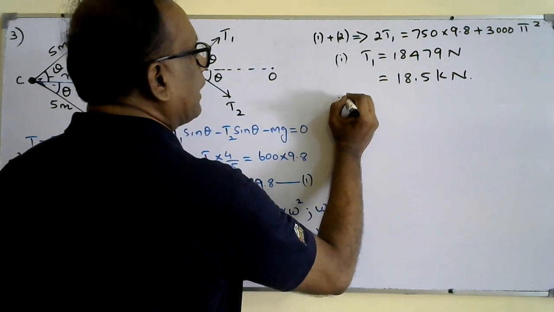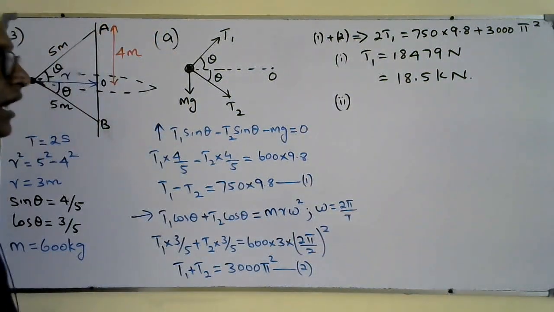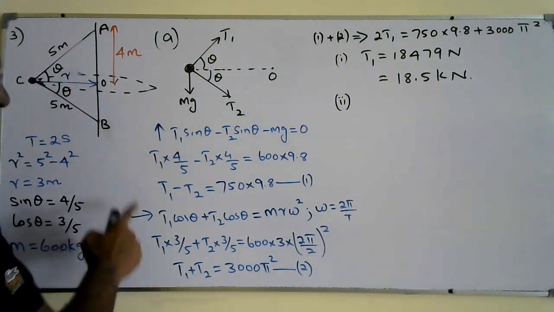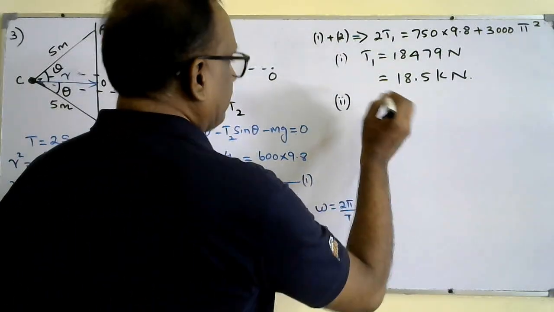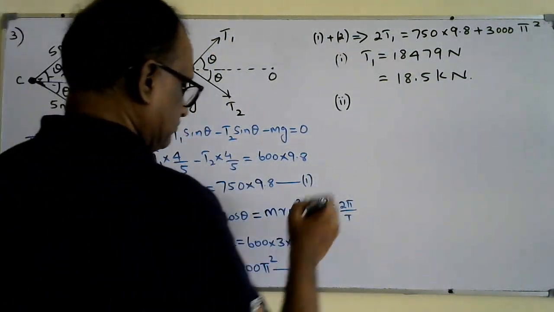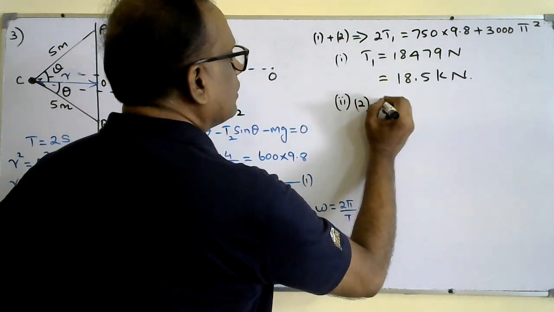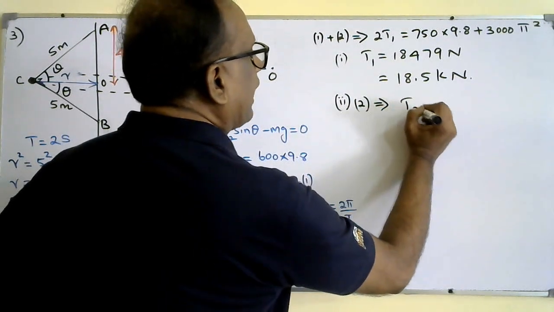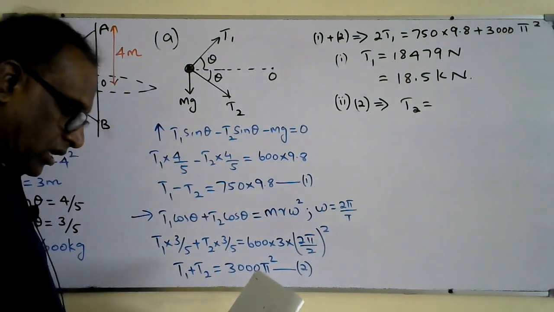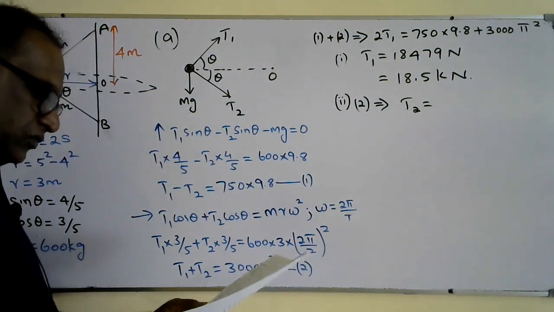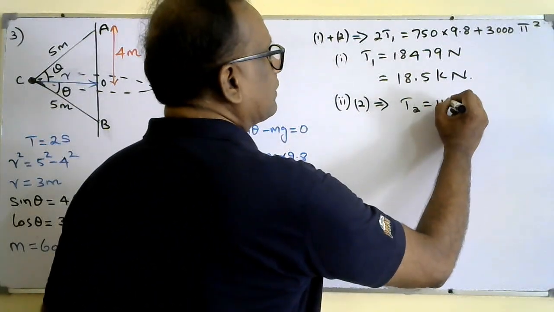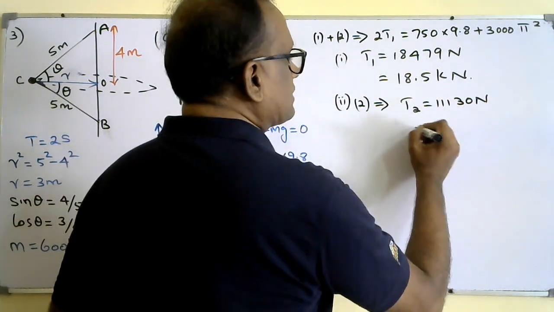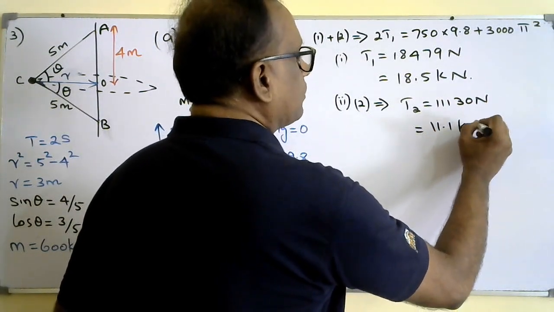A part, second part, they have to find the tension of the lower arm. So that is T2. Substitute in one of these equations. So from equation, either one of them, 2, substitute, you'll get the answer. T2 is equal to 11,130 newton. That is 11.1 kilonewton.